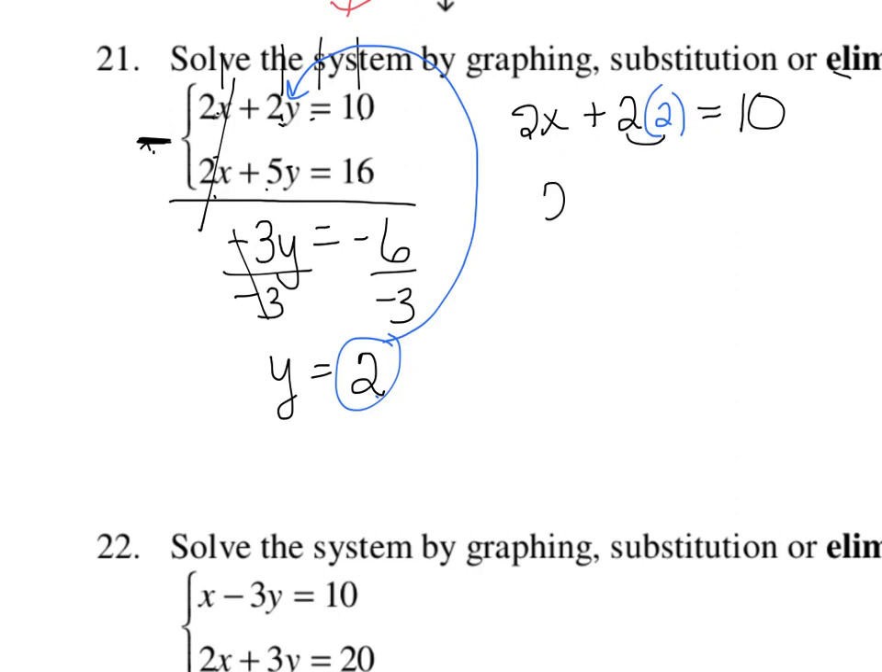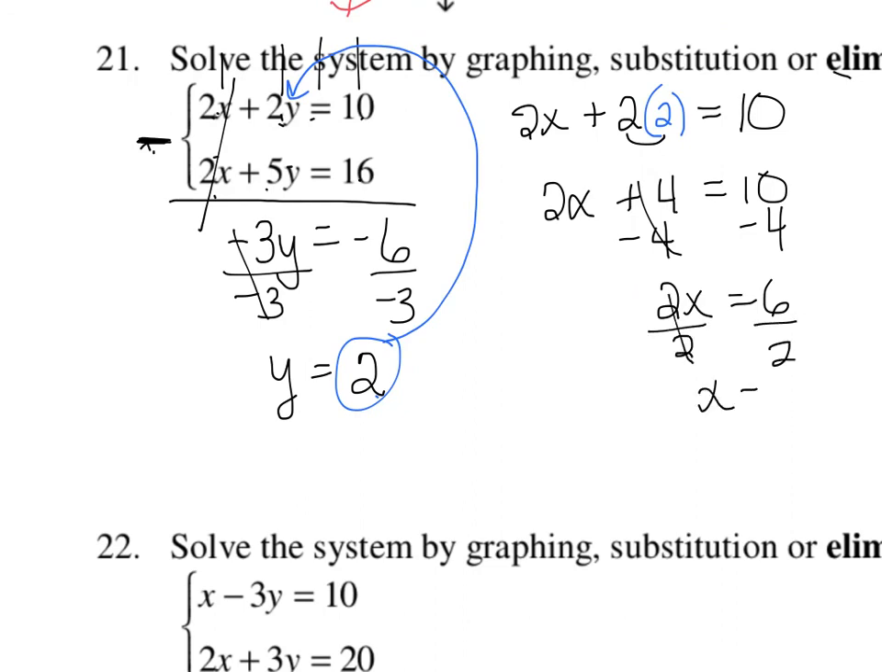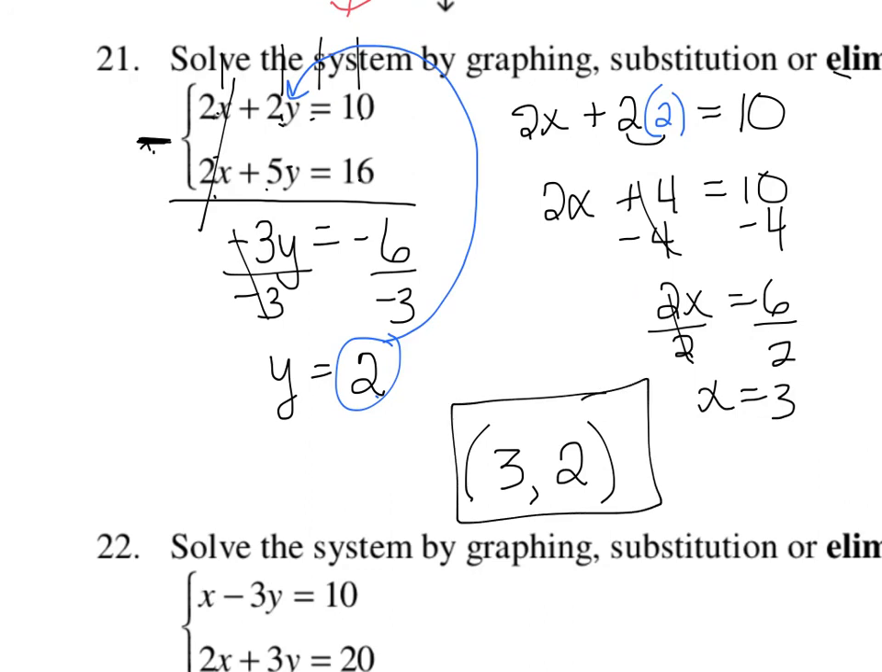2 times 2 is 4. And we just keep going till we solve for x. 2x equals 6. And x equals 3. So our answer here is 3 for x, comma, 2 for y. That's where those two lines cross.